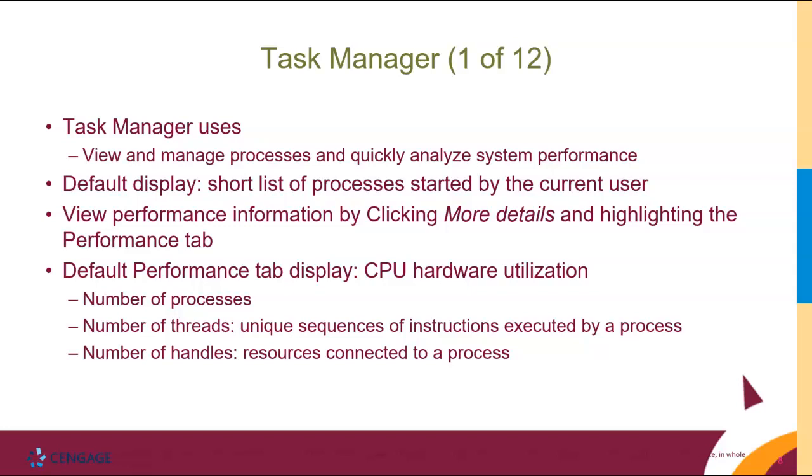And then the default display is a short list of processes started by the current user. And then you can click More details to get all of the user processes or system processes. And then there's also a Performance tab that shows you CPU hardware utilization, number of processes, number of threads, number of handles, a whole bunch of different information on there. So Task Manager is a good place to start.